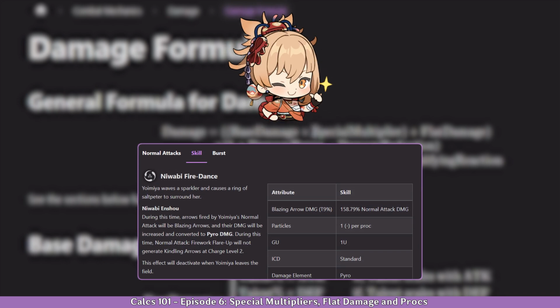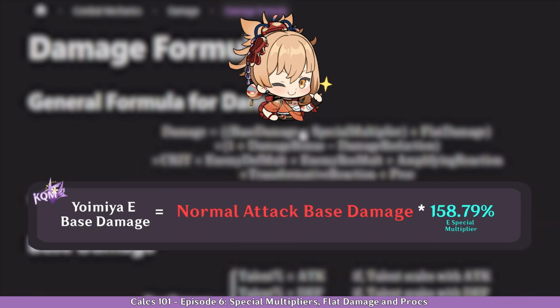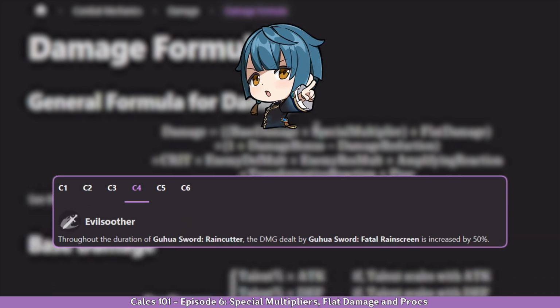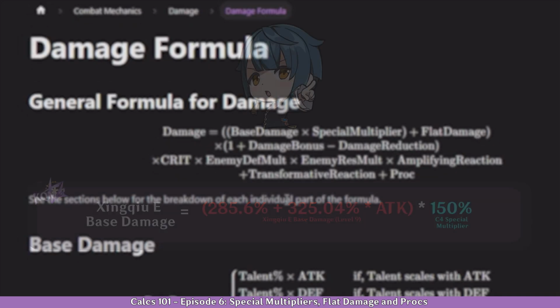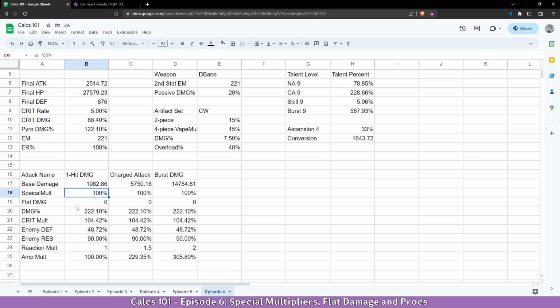The same way we have Yoimiya with her skill that scales as a special multiplier. You are going to have your normal attack base damage and then multiply it with the talent percentage for her skill. Similarly, we have Xingqiu's C4, which states that it does 50% more damage on the kill hit, which is also a special multiplier. It is basically the base damage of a normal skill hit, and you are going to multiply it by 150%.